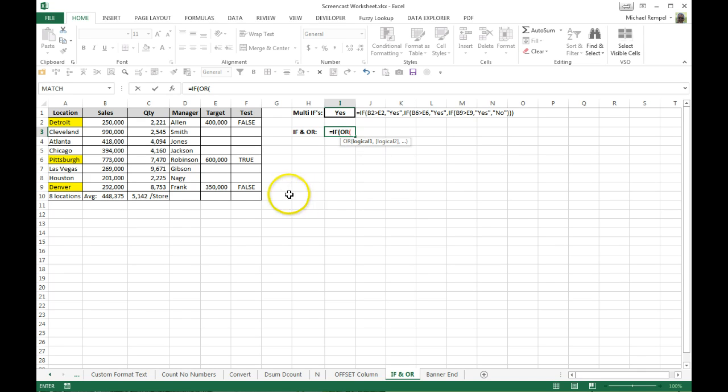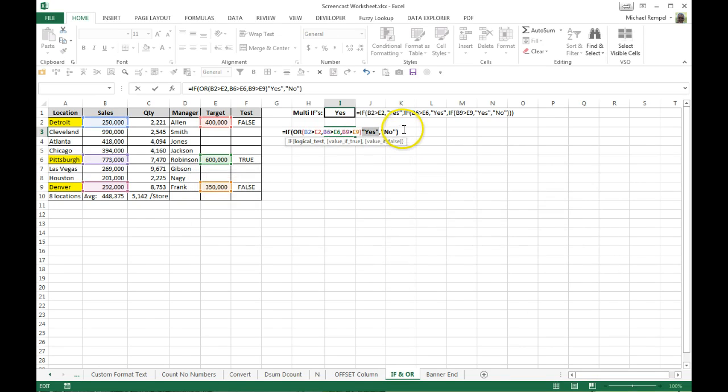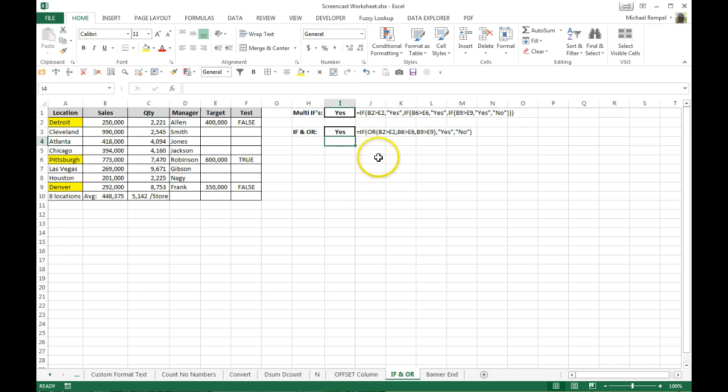So here we go. The first logical test is this greater than that. The second logical test is this greater than that. And the third logical test is this greater than that. So I can close that off. If any of those are true, I'm going to put a yes. If not, I'm going to put a no. Close my if statement, hit enter. Whoops. I forgot my comma there. Close that off, hit enter, and I get a yes.